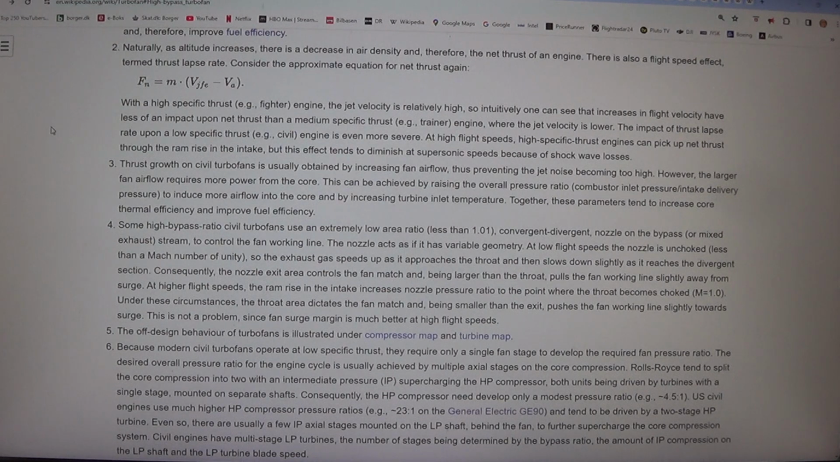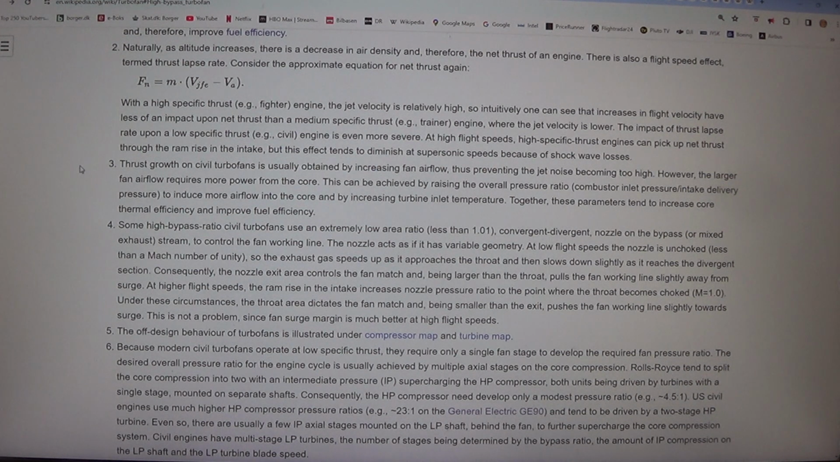With a high specific thrust, for example, fighter, engine, the jet velocity is relatively high, so intuitively one can see that increases in flight velocity have less of an impact upon net thrust than a medium specific thrust, for example, trainer, engine, where the jet velocity is lower. The impact of thrust lapse rate upon a low specific thrust, for example, civil, engine is even more severe. At high flight speeds, high specific thrust engines can pick up net thrust through the ram rise in the intake, but this effect tends to diminish at supersonic speeds because of shock wave losses.